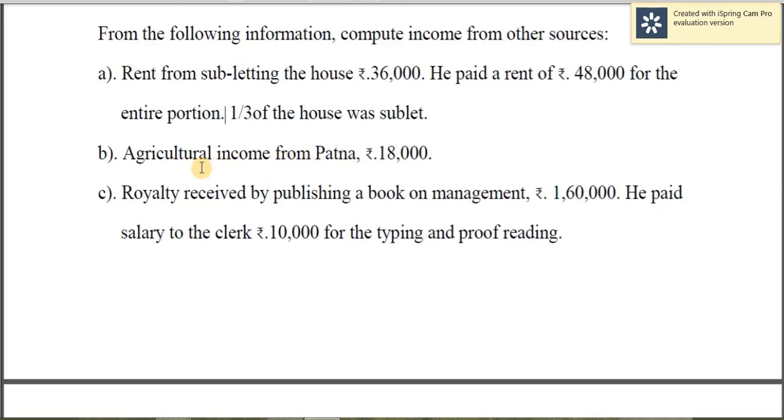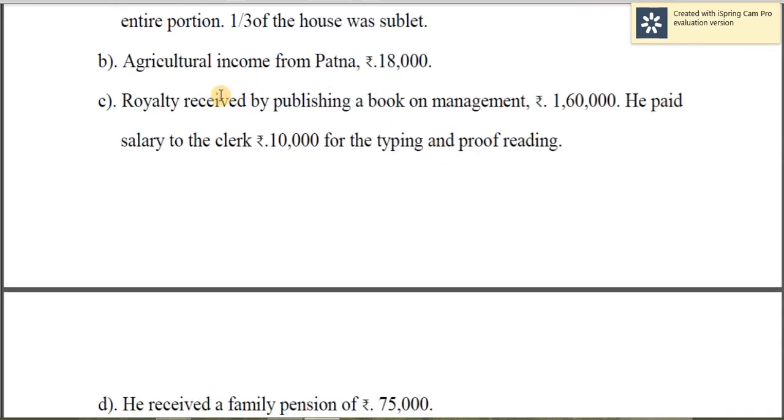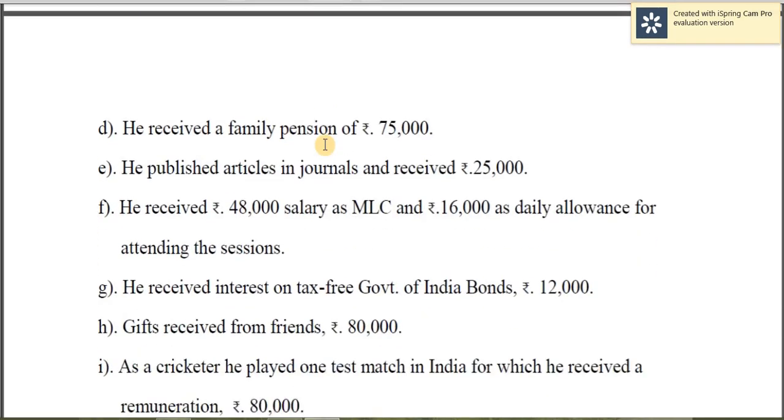Agriculture income from partner. Partner is in India, so agriculture income in India is exempt under section 10. And then royalty received by publishing a book on management, 1,60,000. He paid salary to the clerk to the extent of 10,000 for the typing and proofreading. So any expenses connected to that income should be deducted. So 1,60,000 minus 10,000, so 1,50,000 is taken as income.